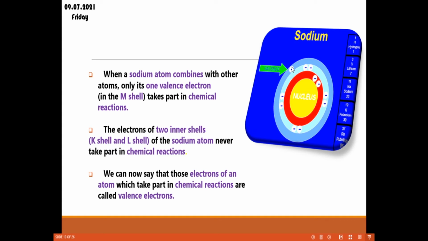Because this M shell only has more energy. Because the outermost shell only takes part in chemical reactions. The K shell and L shell of the sodium atom never take part in chemical reactions. So we can now say that those electrons of an atom which take part in chemical reactions are called valence electrons. Electrons of an atom which take part in chemical reactions are called valence electrons.